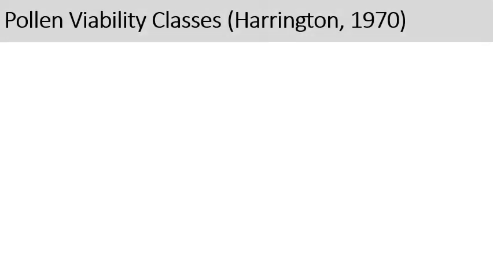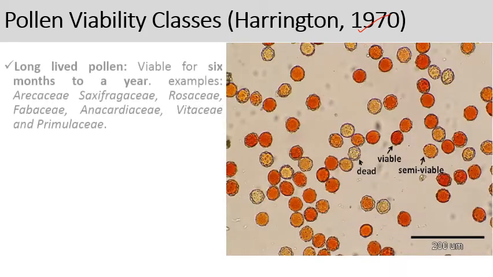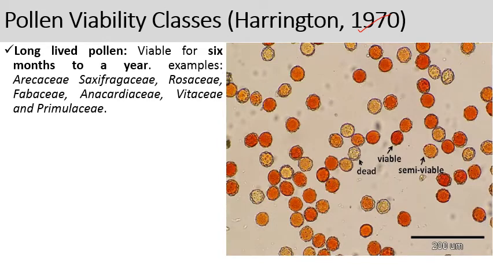Next comes pollen viability classes given by Harrington in 1970. This classification is based on the viability of pollens for a particular duration. Firstly, we have long-lived pollen grains. These pollen grains are viable for 6 months to a year.